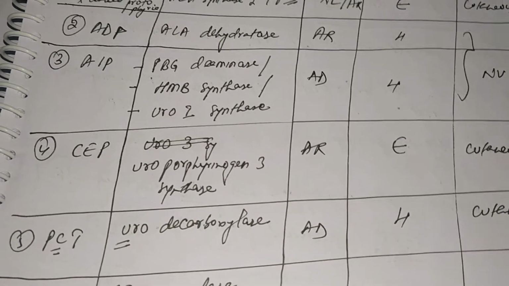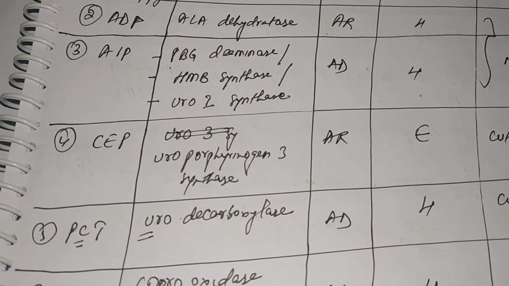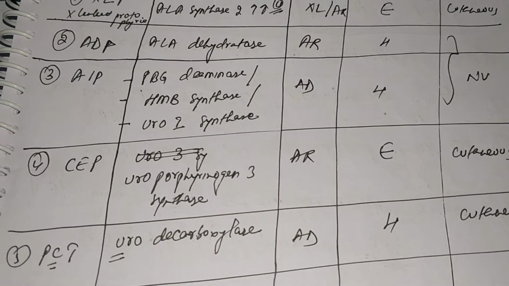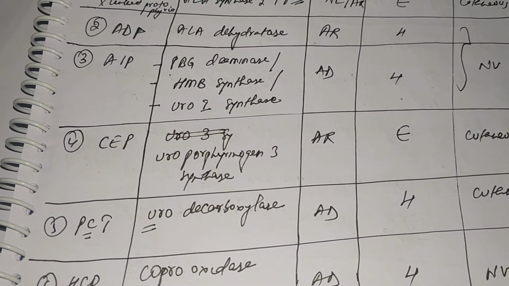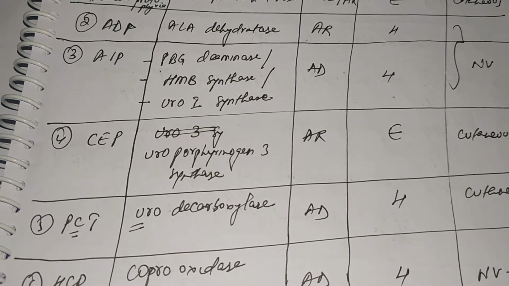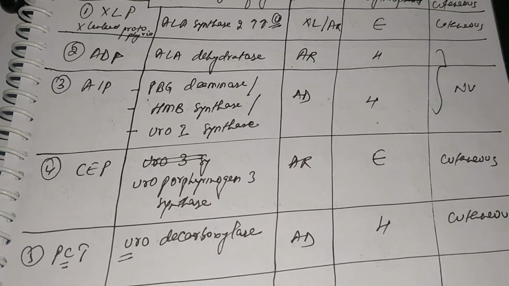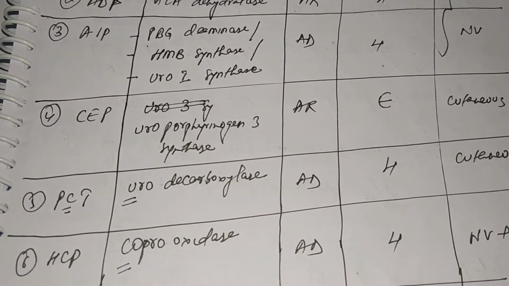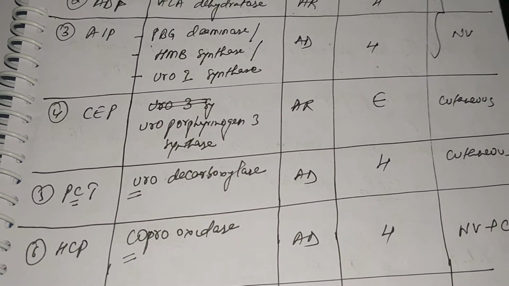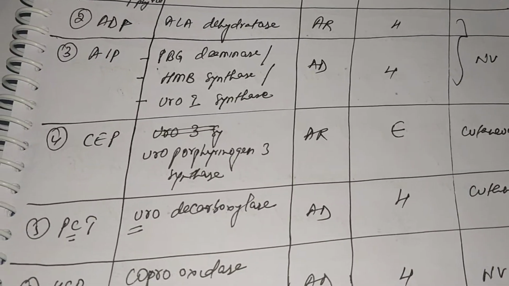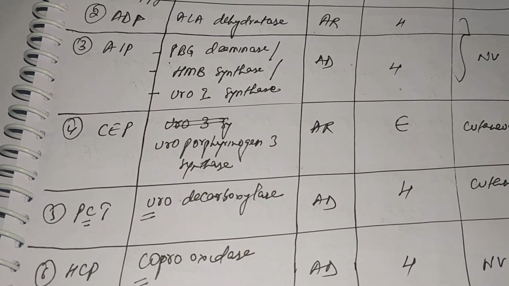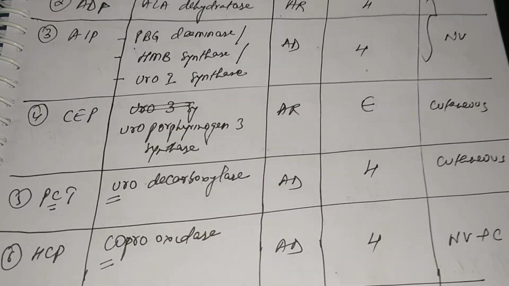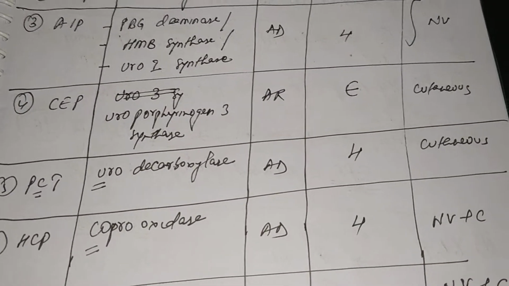The second is ADP. This is ALA dehydratase porphyria. The enzyme deficiency will be ALA dehydratase. And third is AIP, acute intermittent porphyria. The enzyme deficiency will be PBG deaminase, also called HMB synthase, or uroporphyrinogen I synthase. So AIP, the I looks similar to 1. So remember uroporphyrinogen I synthase. This is not uroporphyrinogen III synthase.